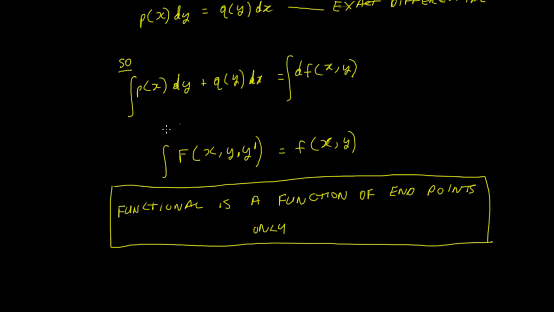So if we pop them back into the page here, the whole thing can be written as our function of x, y, and y derivative. So all we're really saying is that our functional here is actually going to be a function only of x and y, but not y derivative. So it's going to be a function of purely the end positions only. It's not going to be dependent on a path between the two endpoints. So the functional is a function of the endpoints only, or if you like, it's a function of the boundary conditions.